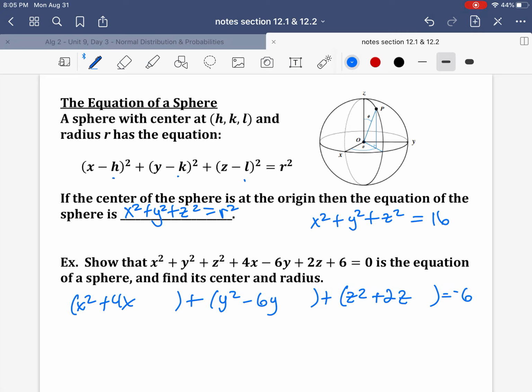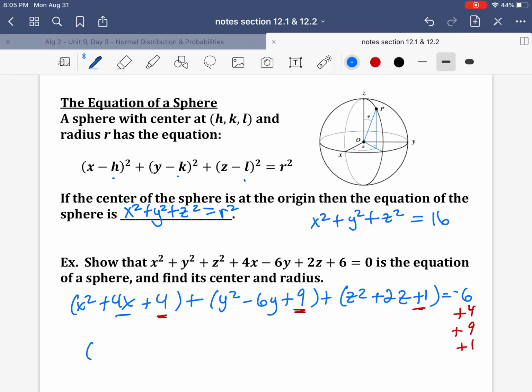So remember, to complete the square, I take half of the middle term. So half of this 4 is 2, 2 squared is 4. Half of 6 is 3, 3 squared is 9, so I add 9. And half of 2 over here is 1, and I square it, I get 1. Well, I want to make sure that those values right here, this one, and this one, I also have to add those to the other side. So add 4, add 9, and add 1 to be fair, to keep my equation balanced.